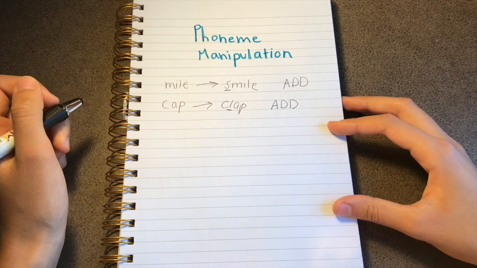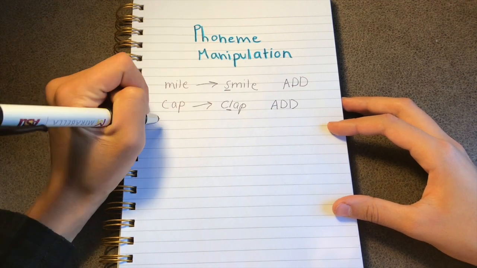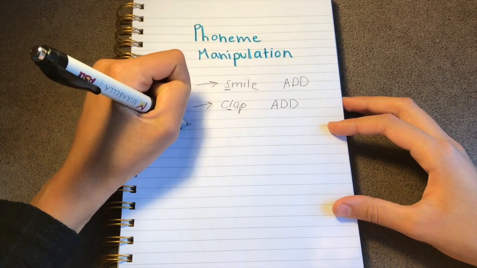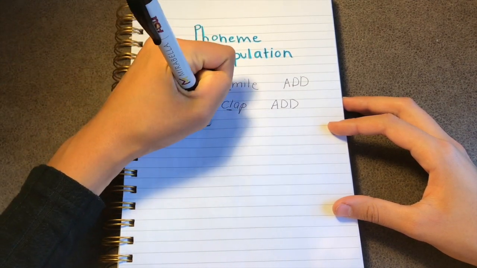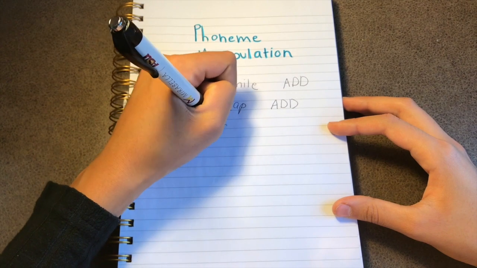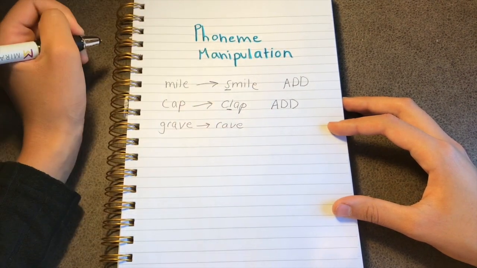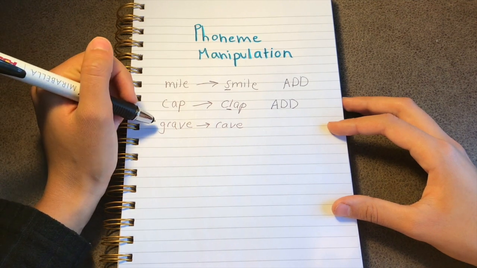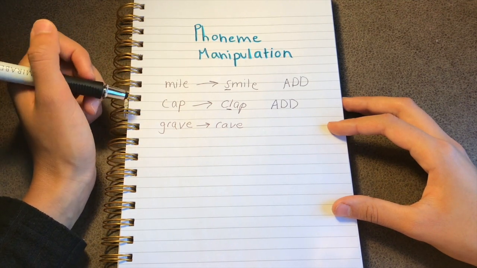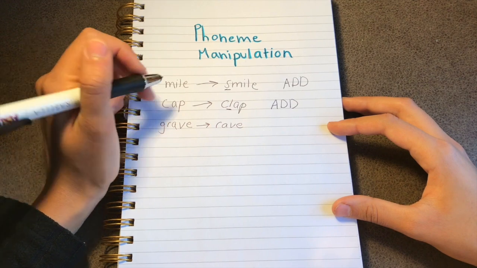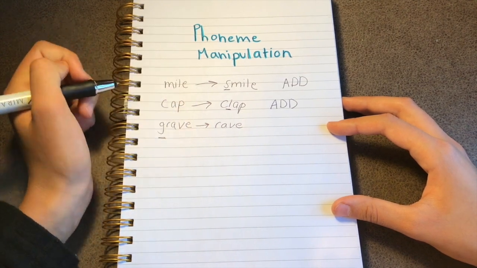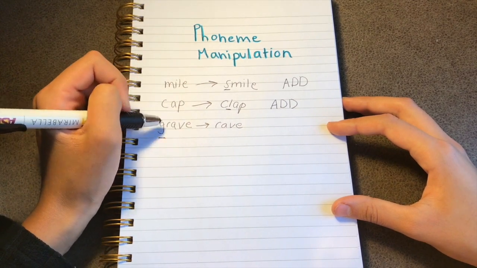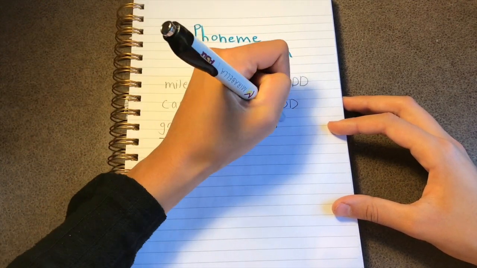Perfect. Our next word is grave. This word became rave. So what happened here? Did I add, remove, or substitute a phoneme sound? That's right, I removed one. I removed the G sound to make it from grave to rave, just the first sound. So I subtracted it here.